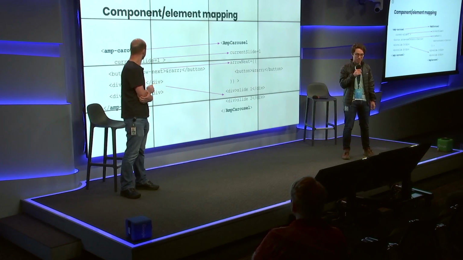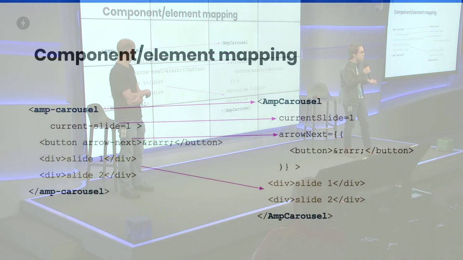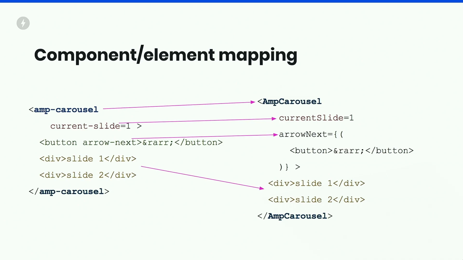Next slide. So what does this mean for you as a user of AMP? Well, nothing is really changing. You still can write the same AMP carousel element into your HTML pages, give it the current slide, or even the custom next button that you want to use. Of course, you have the slides that you're actually presenting. And we can map this over into the Preact world. You're going to be using an AMP carousel component. You can give it the slide, obviously. Give it the arrow next property so that you can have your custom arrows. And then the slides are just the children of the component, and we can present it that way.